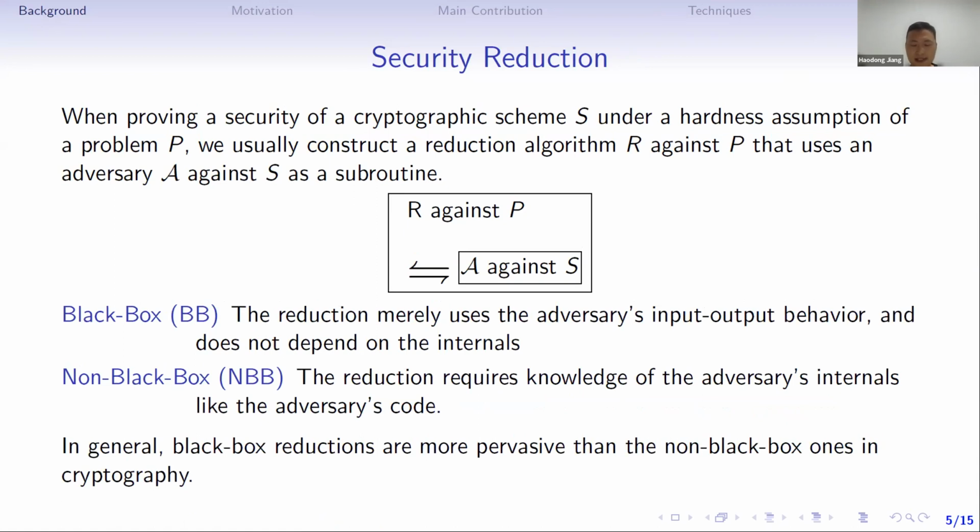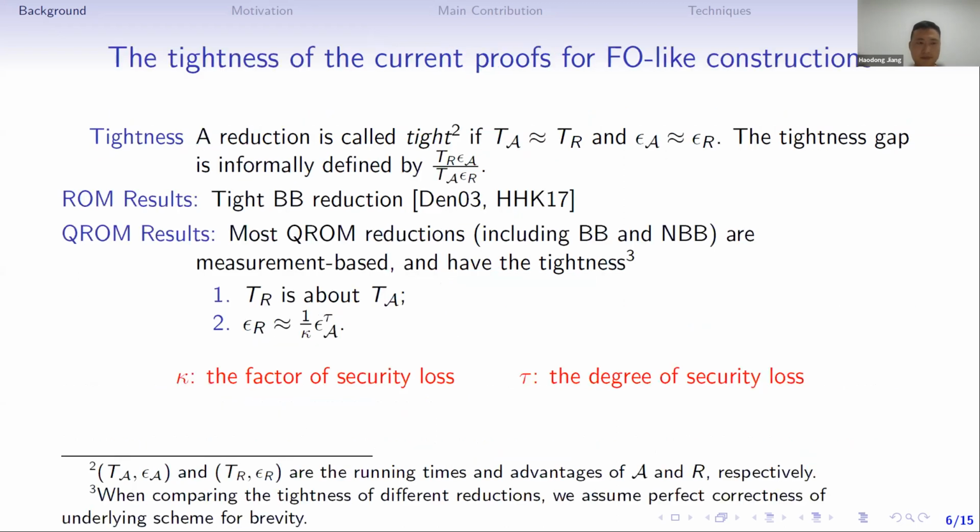A reduction is called black box if it mainly uses the adversary's input-output behavior, while a non-black box reduction requires the knowledge of the adversary's internals, for example, the adversary's code. Tight reductions with a smaller tightness gap are desirable for practice. For FO-like constructions from standard CPA assumptions, tight reduction can be achieved in a black box manner in the random oracle model. However, all the quantum random oracle model reductions are non-tight, and most of them are measurement-based.